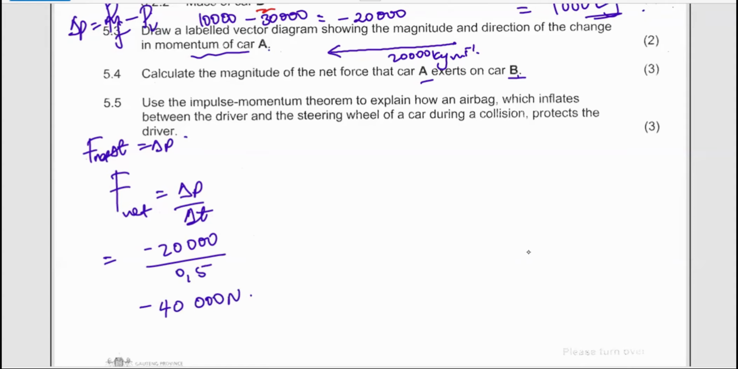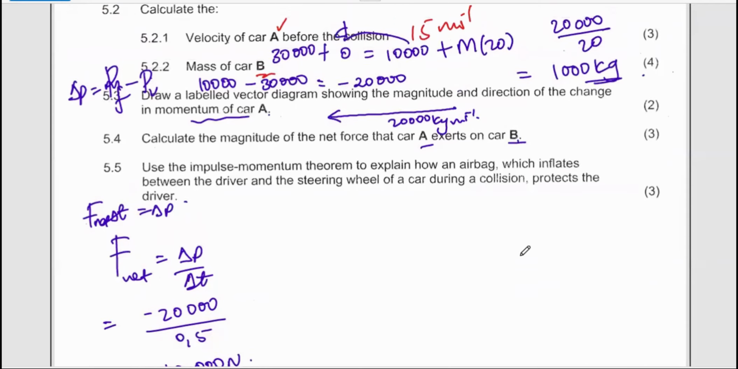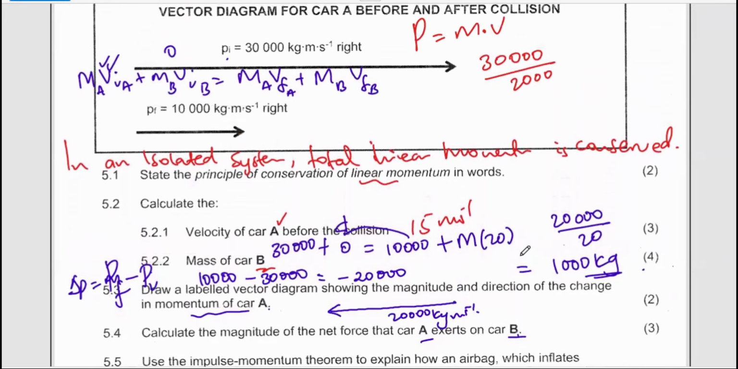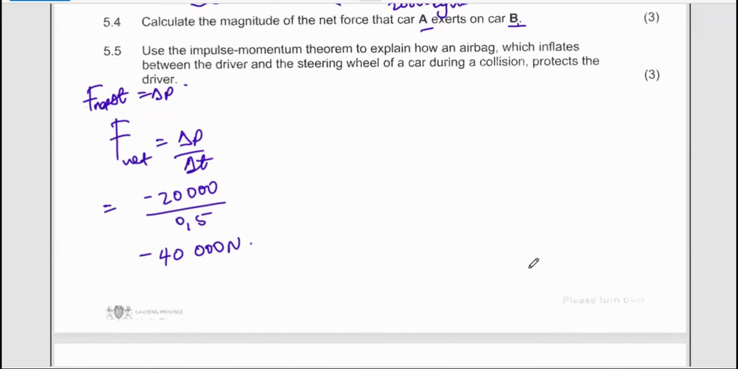So this gives us negative 40,000. But they said A on B. No, it's fine, regardless of that. So it's 40,000. That's the magnitude of interest. And which direction is it? Magnitude of the net force that A exerts on B. Okay, so that is the answer that we have.